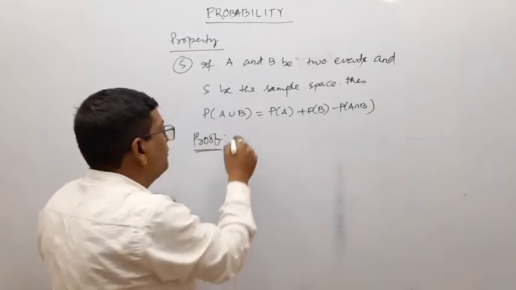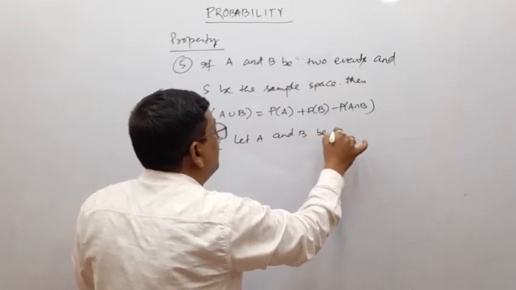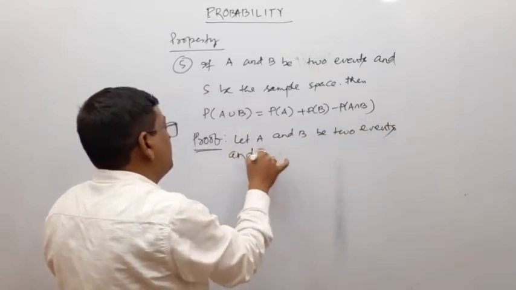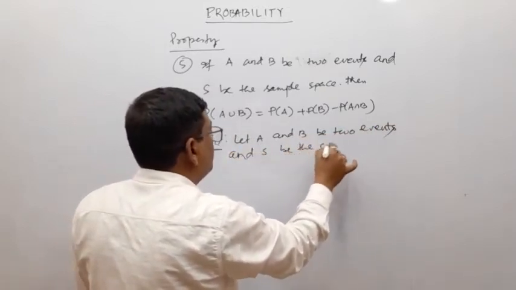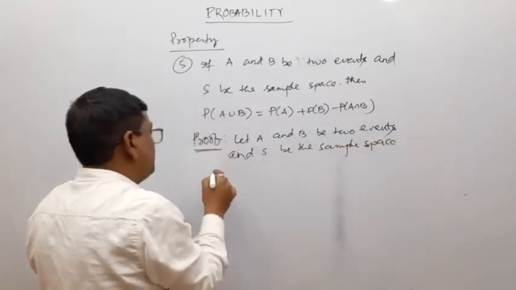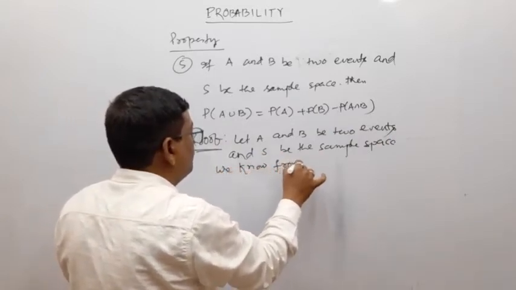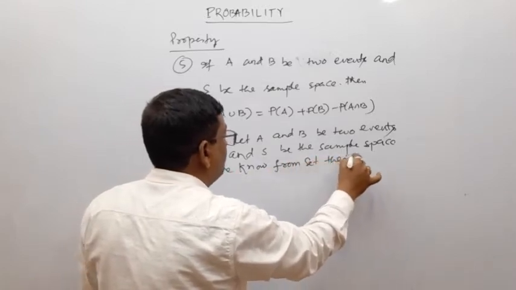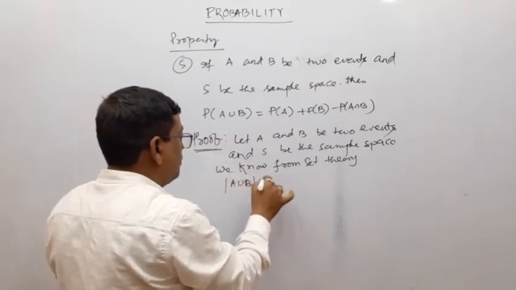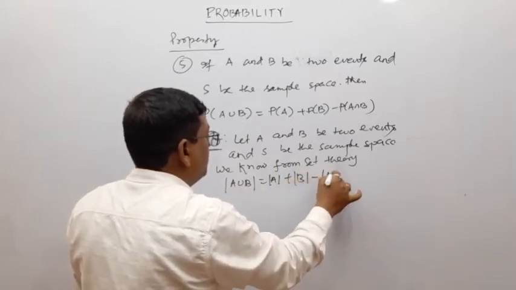Let A and B be two events, and S be the sample space. We know from set theory, cardinality of A union B is equal to cardinality of A plus cardinality of B minus cardinality of A intersection B.